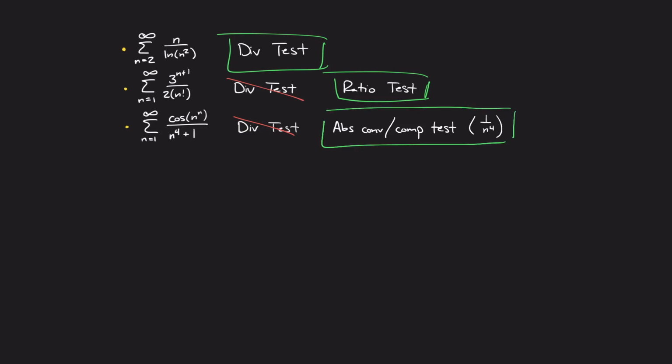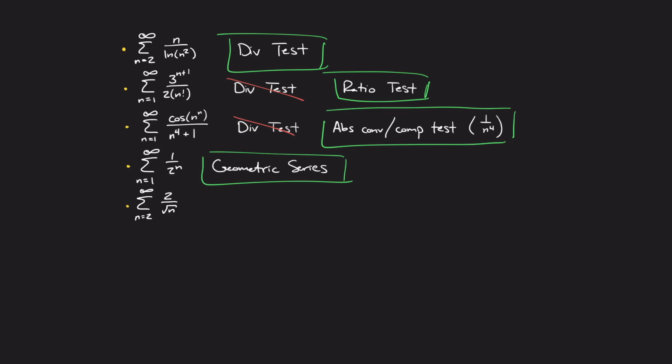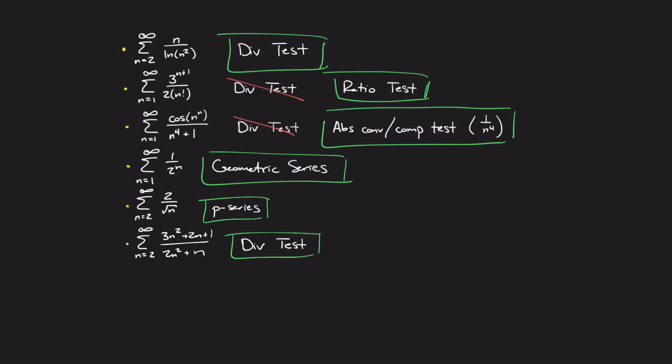For the sum of 1 over 2^n, we realize right away that this is a geometric series, and so we're just done. Similarly, for the sum of 2 over square root of n, we see straight away that this is a p-series, and so we're also done. For the sum of (3n^2 + 2n + 1) over (2n^2 + n), the divergence test works, since the terms go to 3 halves.